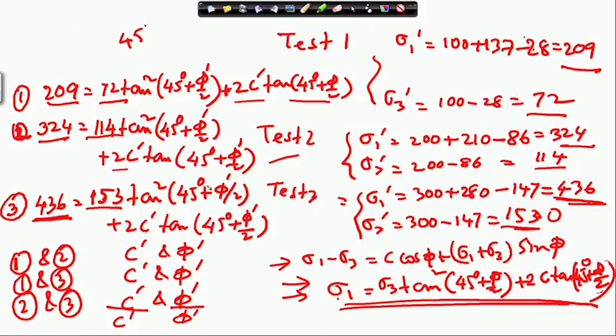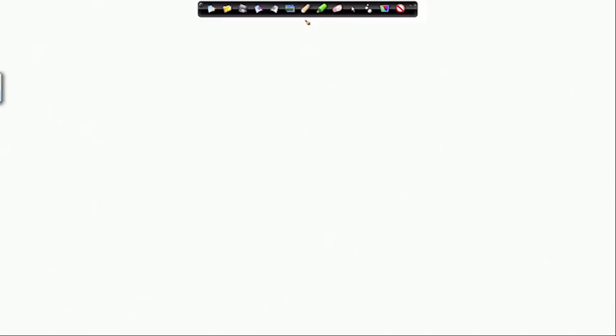Why is it so? Because from the test results we may not get the accurate result. So, we have to get the average value. Because of that, combining 1 and 2, 1 and 3, 2 and 3, I can solve and get the value of c and phi from each set, and then finally the average value I can find out. This way, that value will be your effective stress test parameter c dash and phi dash.